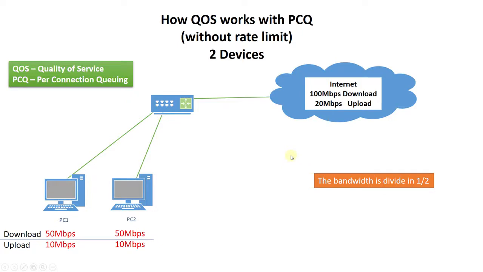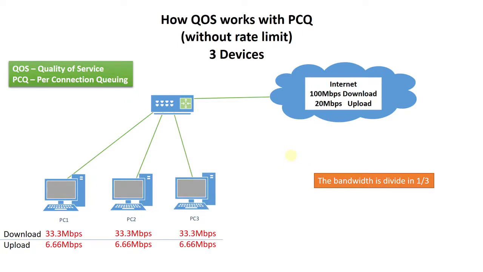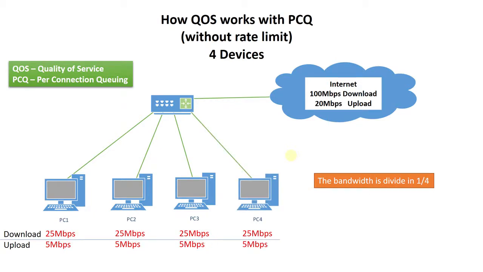And if we add another device, then the bandwidth will be divided by 3, and if a fourth device comes on, the total bandwidth will be divided by 4. So now with 4 devices on this network, each device will now get 25 megabits download and 5 megabits upload. Alright, let us look at another scenario.